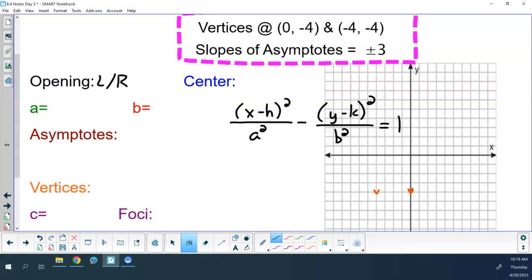Because of my vertices being in those two spots, do I know where the center is? Where? Negative 2 comma negative 4? Halfway between them, right? Okay. So my center is at negative 2 comma negative 4. I would agree with that.